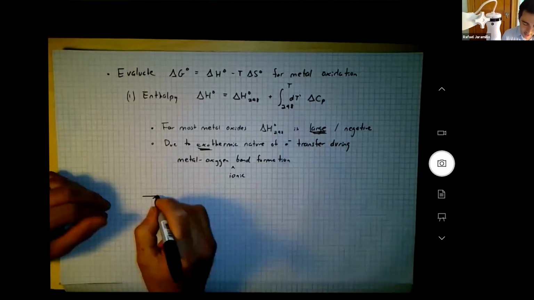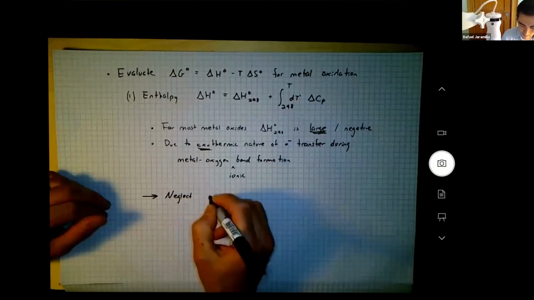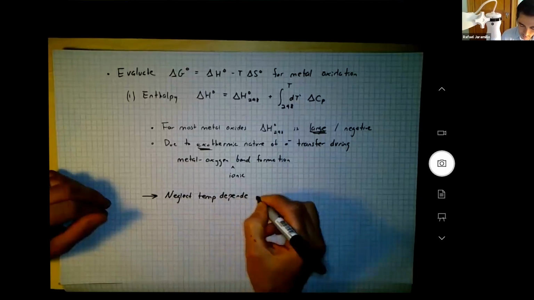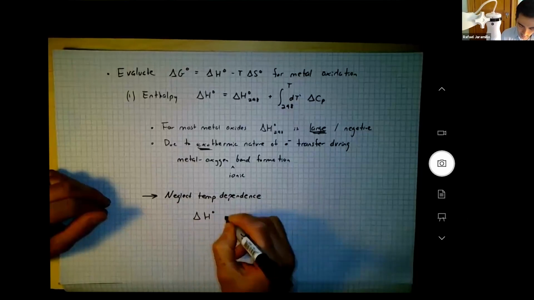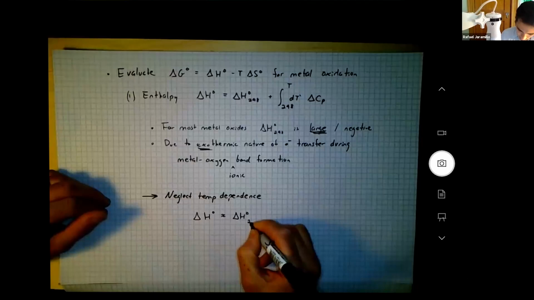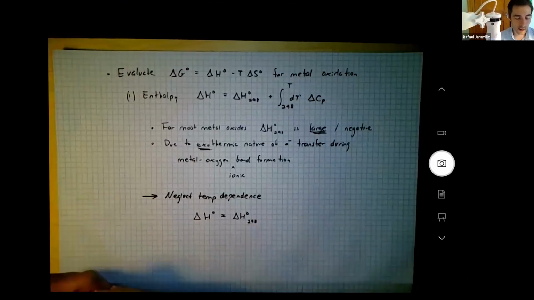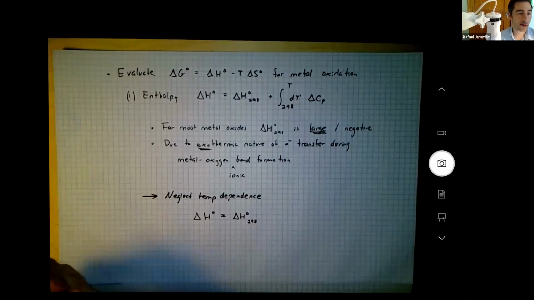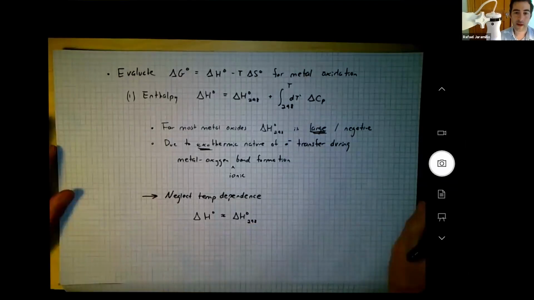And this allows us to neglect temperature dependence. We'll just say that it's whatever it is at 298, because that's a convenient reference point. And these are tabulated. The enthalpy of oxidation reactions at standard conditions, those are tabulated. Okay, so that takes care of the enthalpy.